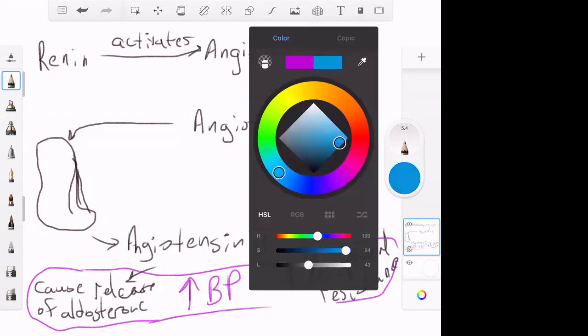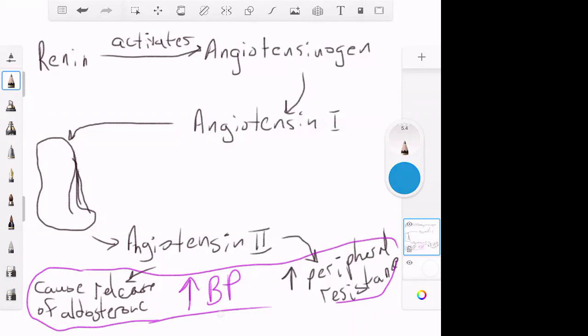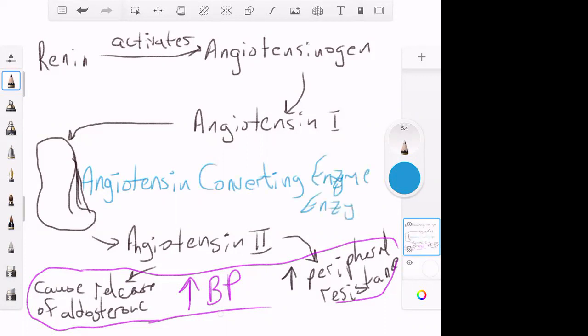A step here is the angiotensin converting enzyme. So in the lungs, we have the angiotensin converting enzyme that converts angiotensin 1 to angiotensin 2. Angiotensin 2 goes out and increases peripheral resistance, which is going to raise blood pressure. And then secondarily causes the release of aldosterone, which causes sodium reabsorption, which causes water to be reabsorbed, which causes an increase in blood pressure. So both of these things cause an increase in blood pressure.